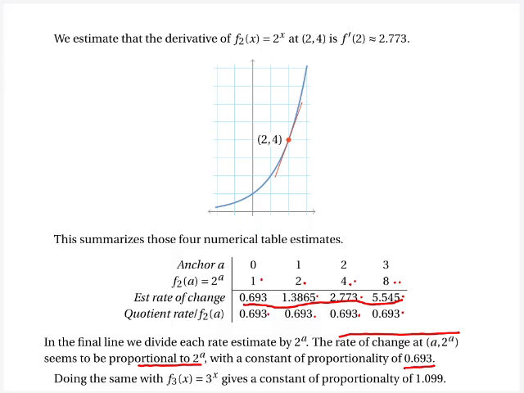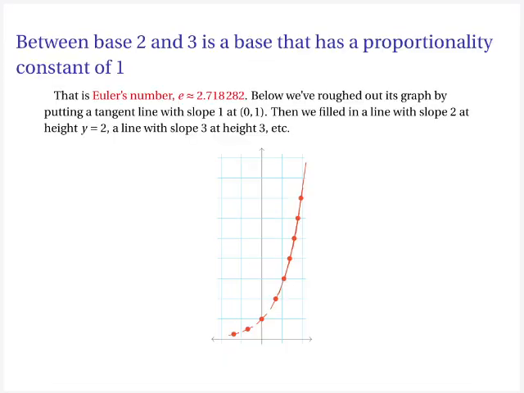All right, so numerical evidence, not a proof of any kind, but nonetheless pretty compelling. Doing the same calculation, take out a calculator, do the same calculation with f3 of x equals 3 to the x, and the constant of proportionality is 1.099. So 2 is a little below 1, constant of proportionality. 3 is a little above 1, constant of proportionality. So somewhere between the two is one whose constant of proportionality is 1.